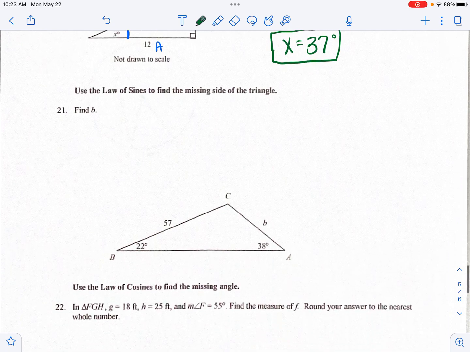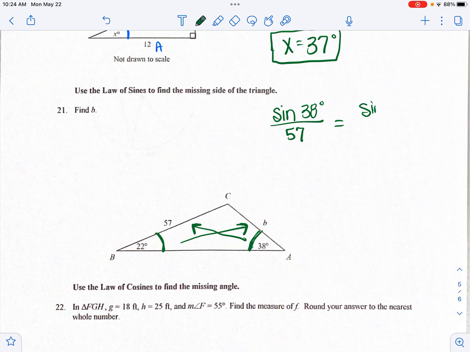All right, 21 is the law of sines. The law of sines says that if you have an angle and the side that's across from it, you're going to write those as a proportion, and hopefully, again, you wrote down those formulas. This particular one is going to be the sine of 38 over 57. And then I'm given angle B, but I'm looking for side B, correct? So that's going to be the sine of 22 over B. And I just need to work that out, do a little bit of math.